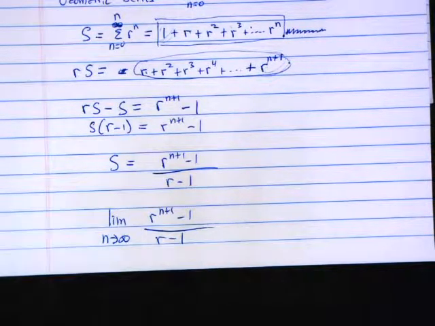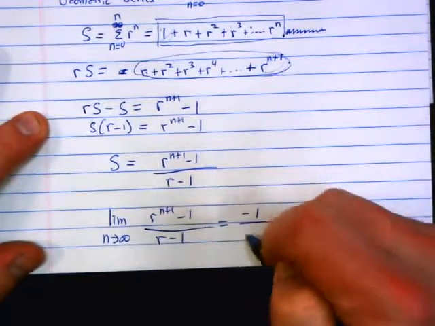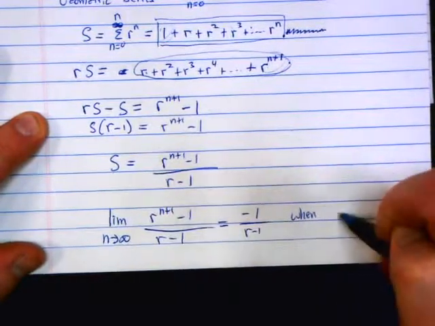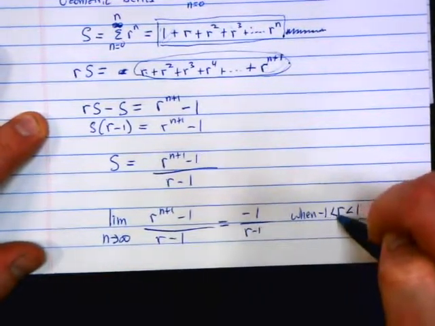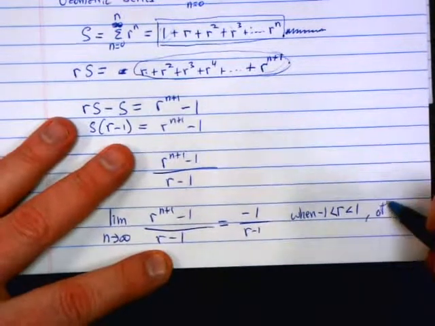What if r is -1/2? What's -1/2 to a really, really big number? Sometimes positive, sometimes negative, but ultimately really close to 0, right? Like -1/2 to the 50th is 1 over 2 to the 50, where negative 1/2 to the 51 is negative 1 over 2 to the 51. They're both really, really close to 0, aren't they? So this equals negative 1 over r minus 1 when r is between negative 1 and positive 1. Otherwise diverges.